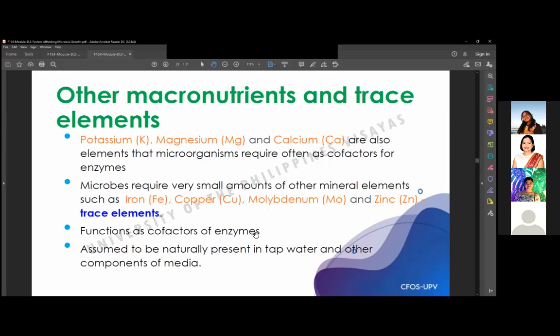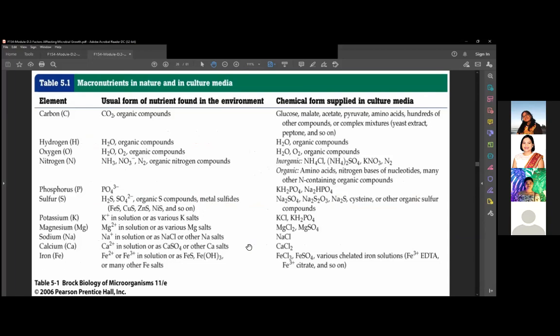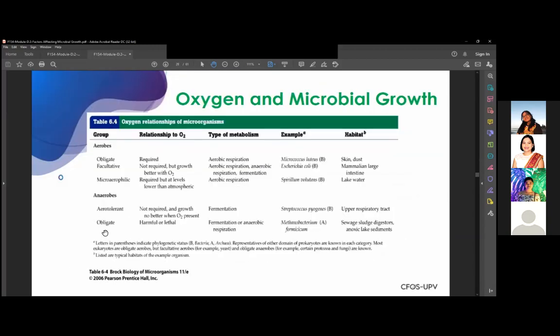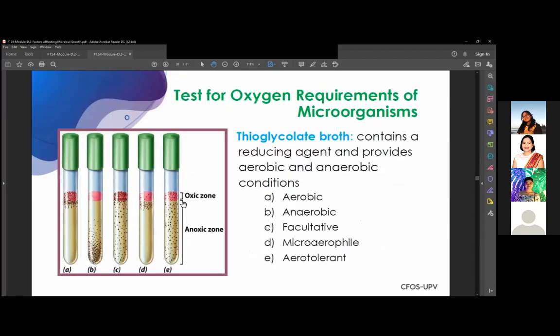microorganisms also require macronutrients and trace elements for growth. Sige, next tayo. Sige, okay. Bakit kasi ang haba-haba ng lecture na to? Ayan, you need to know this, ha? You need to define what an aerobic is. Aerobic bacteria, anaerobic bacteria, facultative anaerobe, and then ano pa? Microaerophile and aerotolerant.